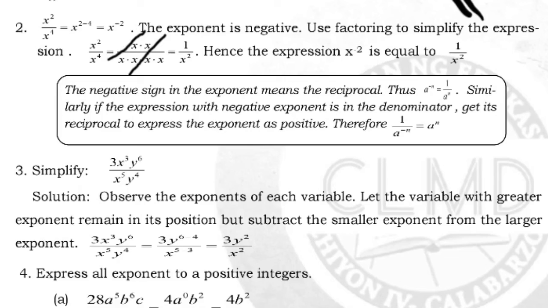So in here, the negative sign in the exponent means the reciprocal. Thus, a to the power of negative n is equal to 1 over a raised to the power of n. Similarly, if the expression with negative exponent is in the denominator, get its reciprocal to express the exponent as positive. Therefore, 1 over a to the power of negative n is equal to a to the power of n. Okay, I hope this is clear to you.